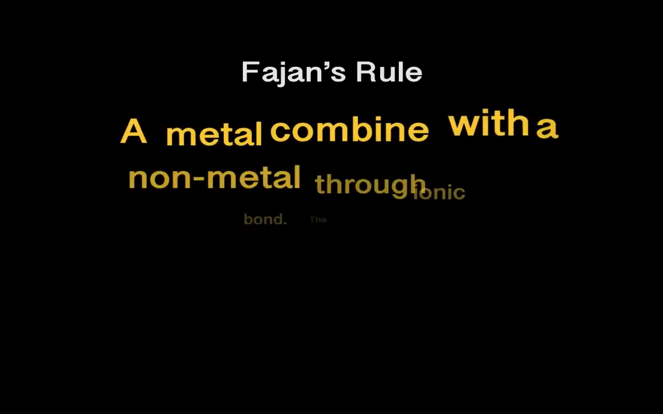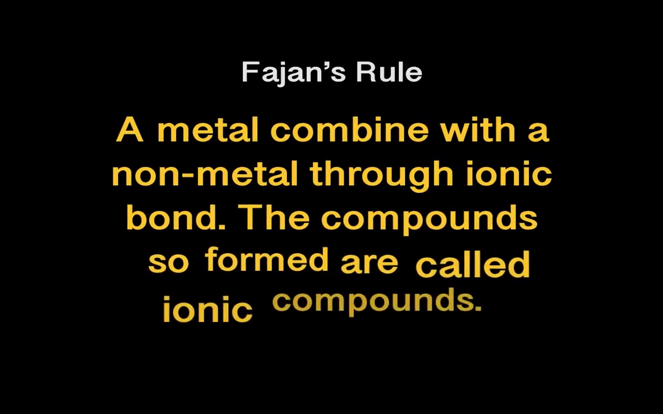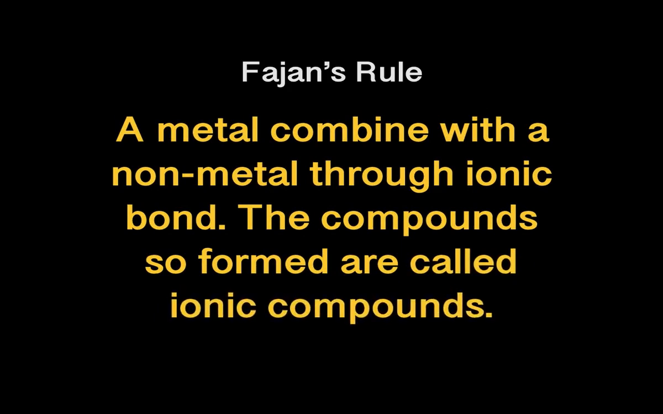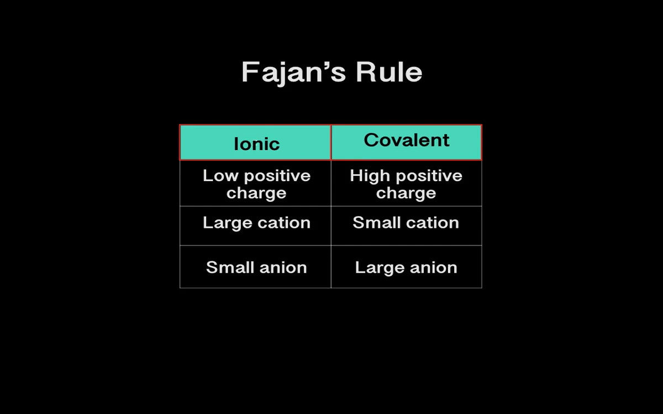Fajan's rule. A metal combined with a non-metal through ionic bond. The compounds so formed are called ionic compounds. Fajan's rule. Ionic, covalent. Low positive charge, high positive charge. Large cation, small cation. Small anion, large anion.